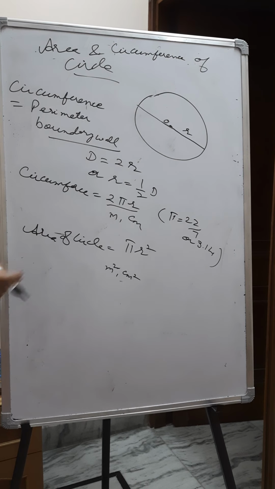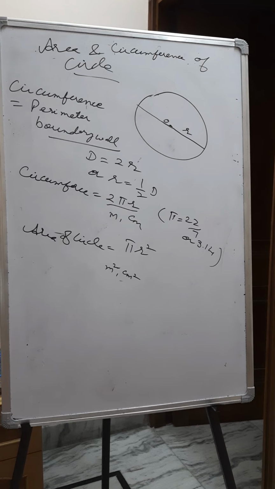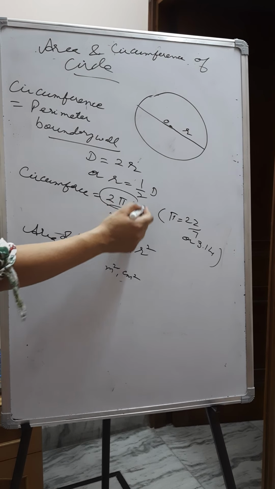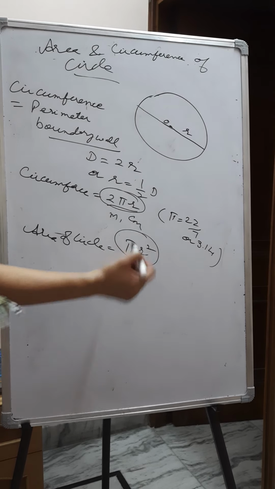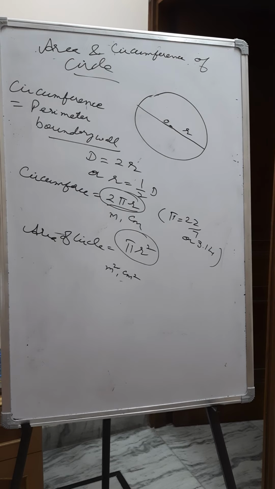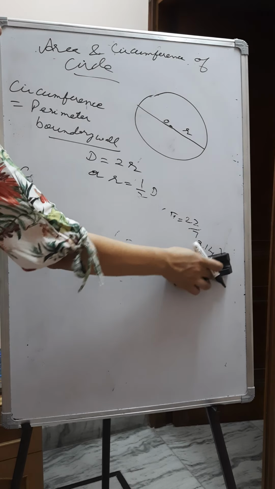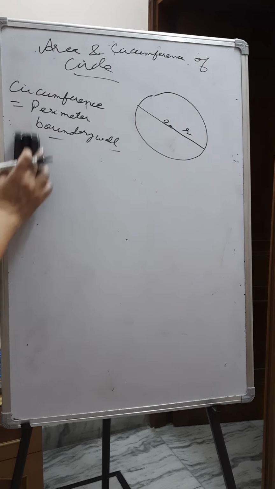This is circumference of circle, this is area of circle. Keep the formulas in your mind. Circumference of circle is 2 pi r, area of circle is pi r square. The next concept, which I am going to explain, listen carefully.